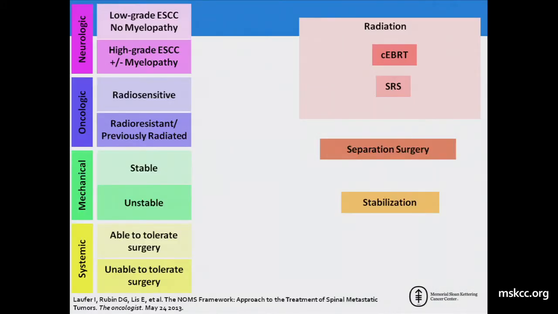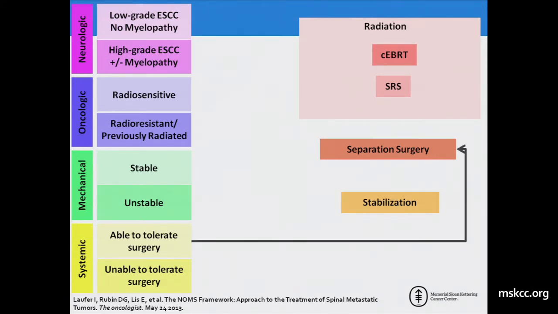So just to sum up the entire NOMS paradigm, patients with radiation-sensitive tumors can undergo conventional radiation regardless of the degree of epidural disease. Patients who require stereotactic radiosurgery are patients with a radioresistant disease, and if they don't have cord compression, they can get that up front without surgery. If they have cord compression, they can undergo separation surgery followed by SRS with good tumor control. Patients who have an unstable spine need to be stabilized.